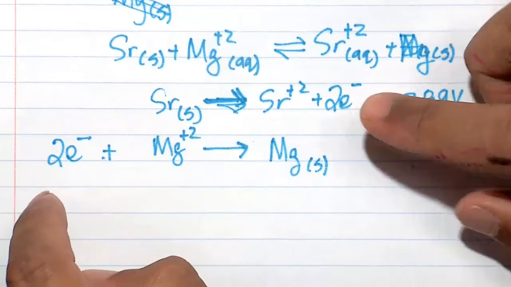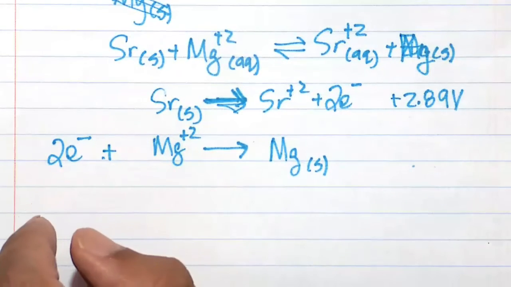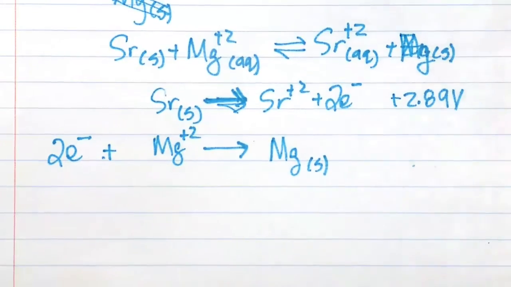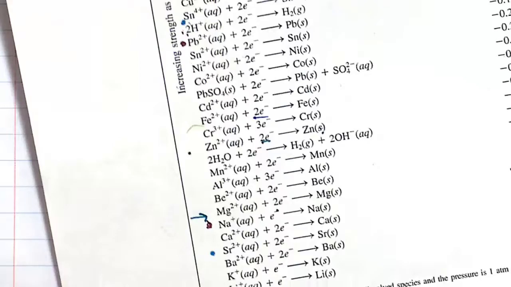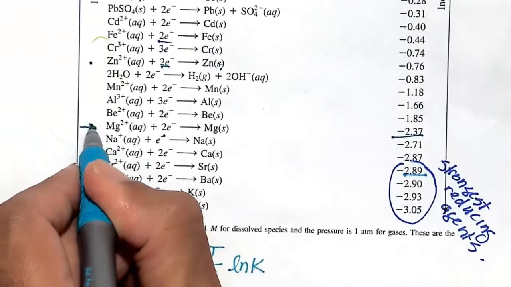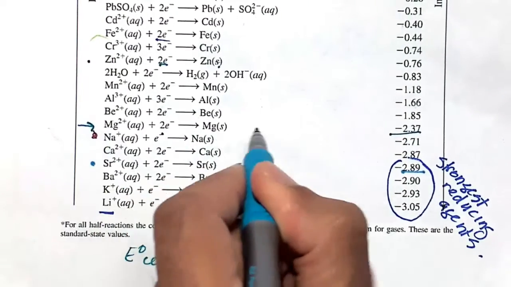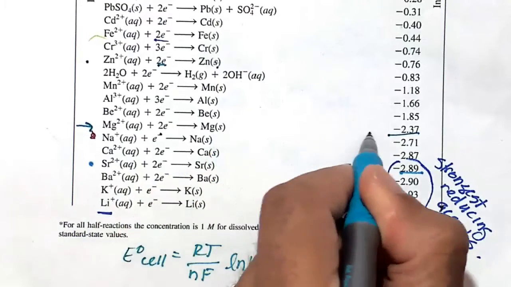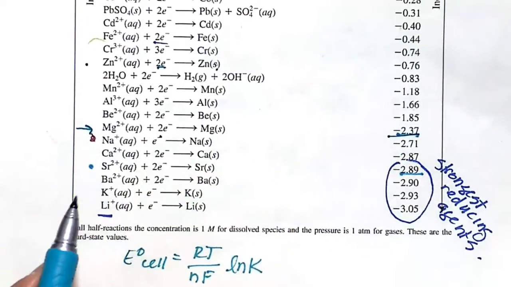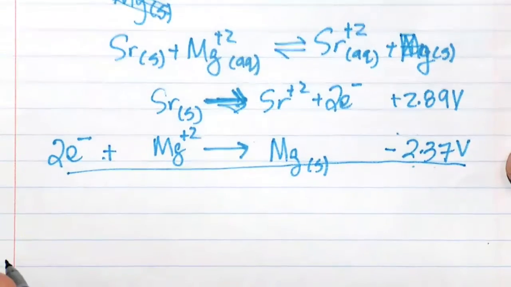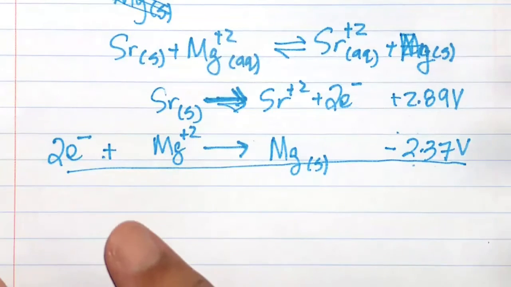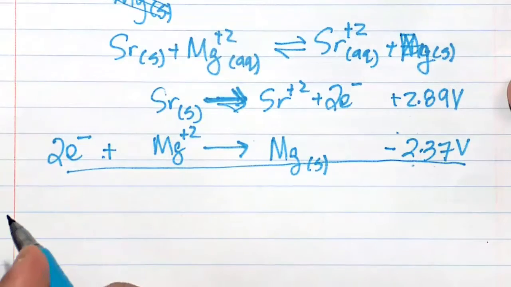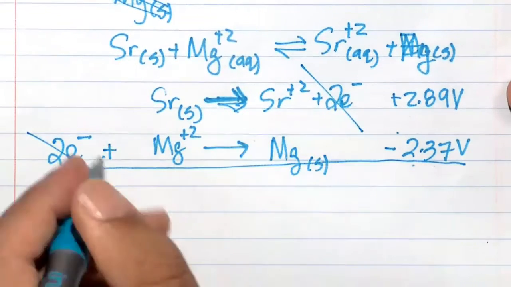Here we lost 2 electrons. Here we gained 2 electrons. And so magnesium gaining 2 electrons to become magnesium solid. That's right here in our reduction table. And here it's going to be minus 2.37 volts. Here we just read it off the table because it's a reduction half reaction, and the table is for reduction half reactions. The 2 electrons cancel.